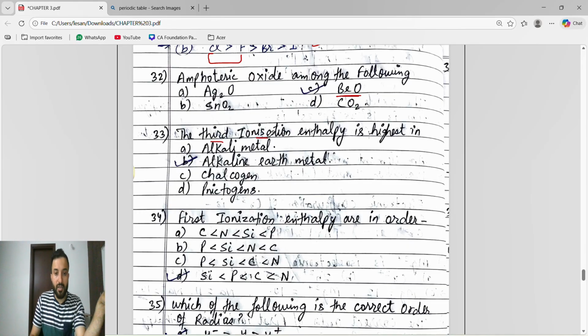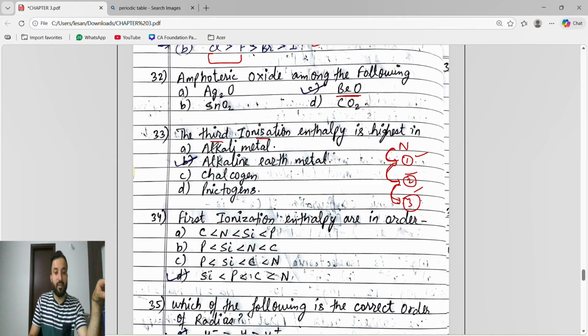Third ionization enthalpy is highest in, guys, third ionization enthalpy. Third ionization enthalpy means from a neutral atom we have to remove one electron. This is the first ionization enthalpy. Again we have to remove one more electron, second ionization enthalpy, again one more electron. Third ionization enthalpy means we have to remove 1, 2, 3 electrons. So removing one electron from here is first ionization enthalpy, from here second, from here third.